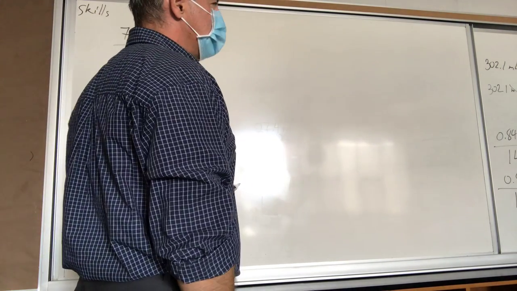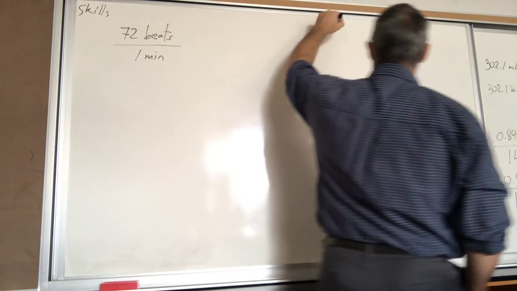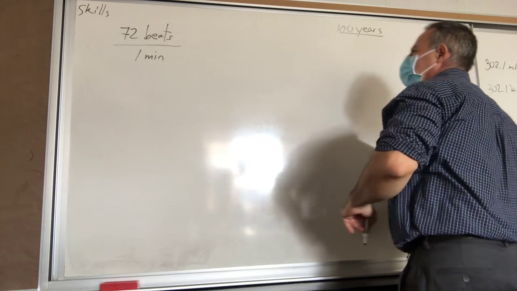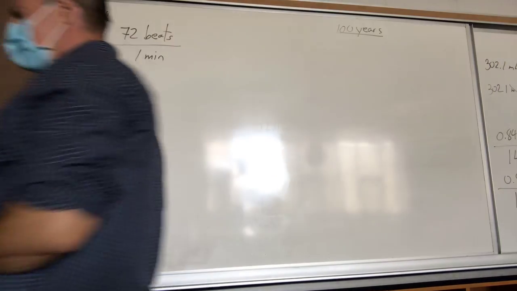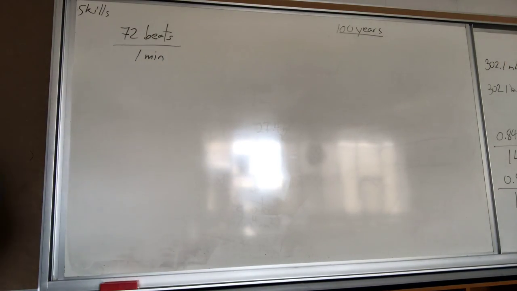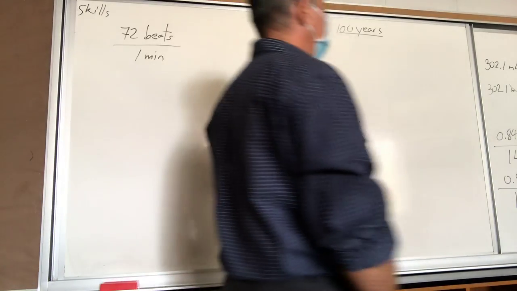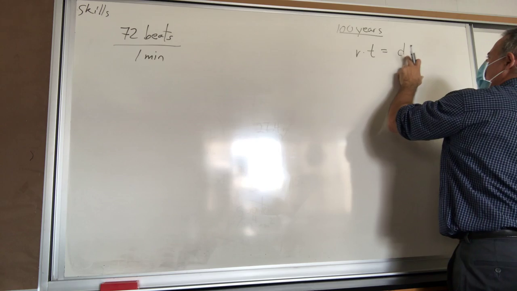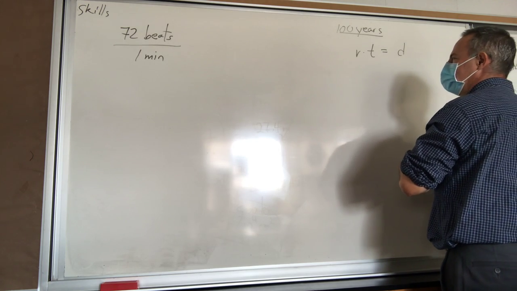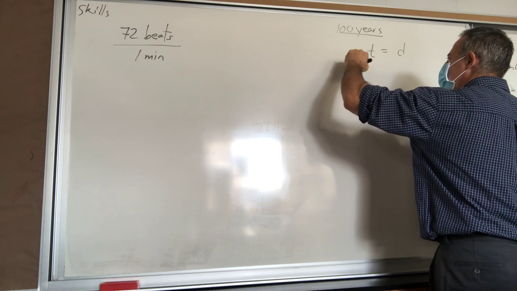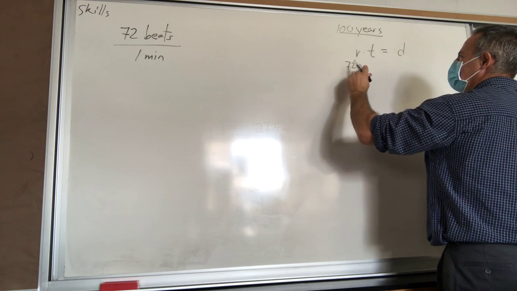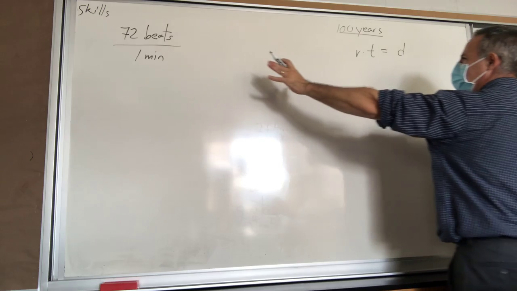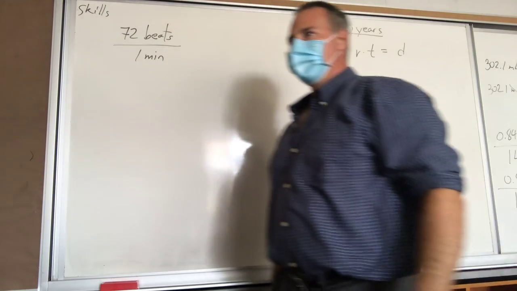Okay, so 72 beats a minute. Pretend you live 100 years. How many minutes are there in an hour? Okay, so first of all, what we're going to do is use rate times time equals distance. We're trying to find how many beats your heart has in a whole lifetime. We know the rate is 72 beats per minute, okay? And we know the time is 100 years, but we have to turn 100 years into minutes, okay?